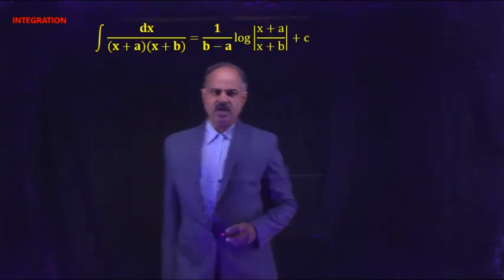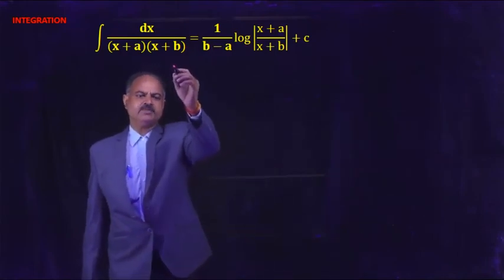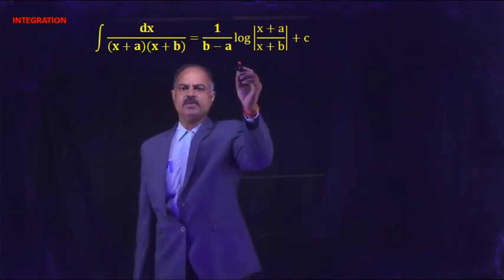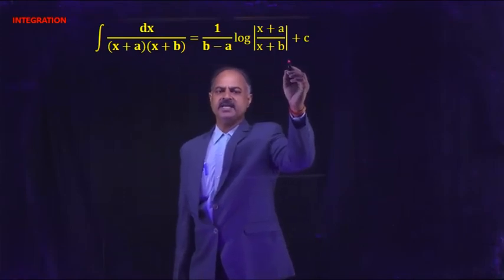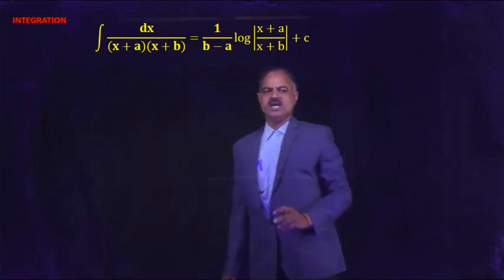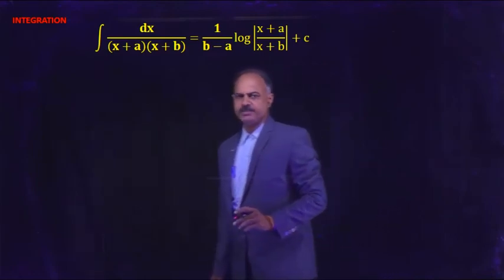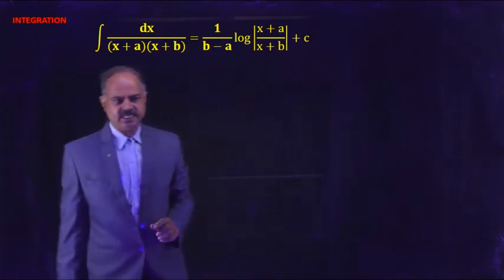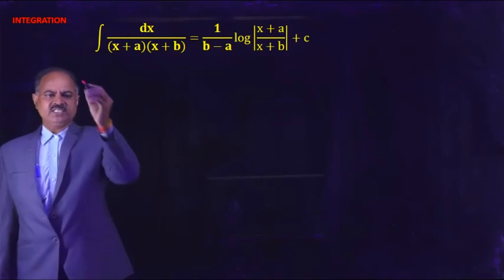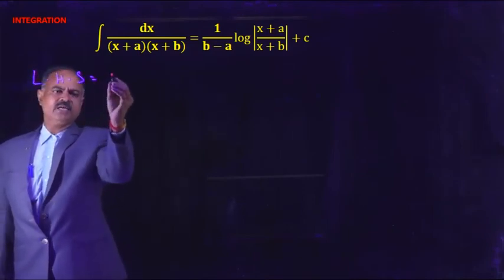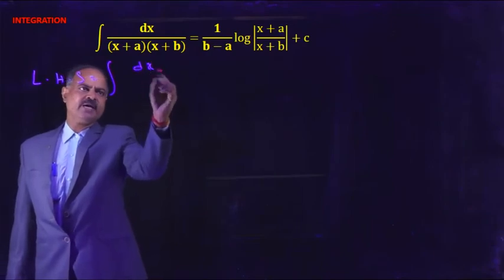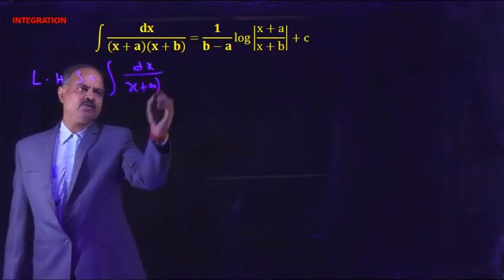Next formula: integral dx by (x plus a) into (x plus b) is equal to 1 by (b minus a) into log modulus of (x plus a) by (x plus b) plus integration constant C. Now first take LHS, that is equal to integral dx by (x plus a) into (x plus b).